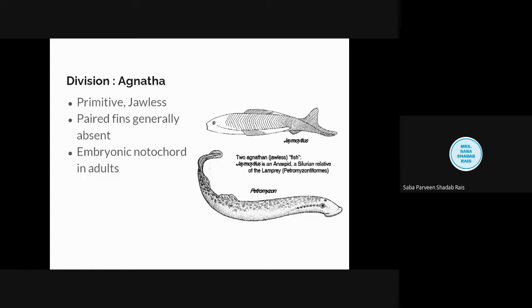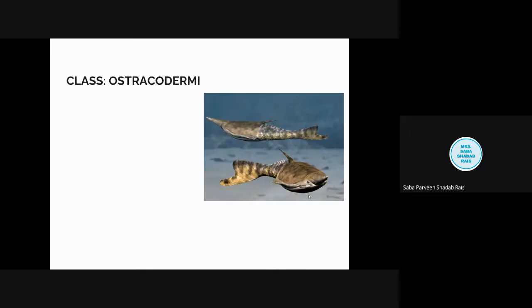Embryonic notochord persists into the adult stage as well. That means they do not lack the notochord in any part of their life. Seven or more paired gill pouches will be present. Now, first class is the Ostracodermi. They have the shelled skin.